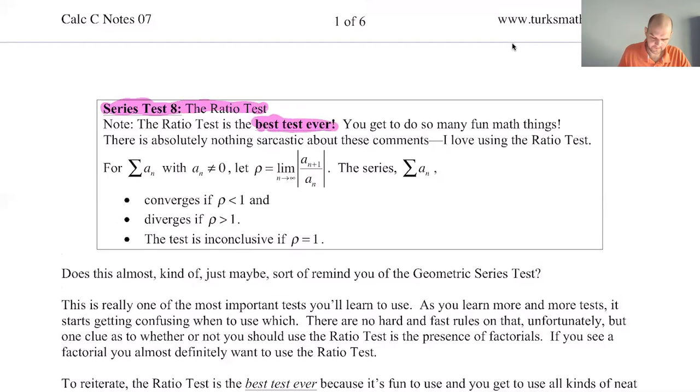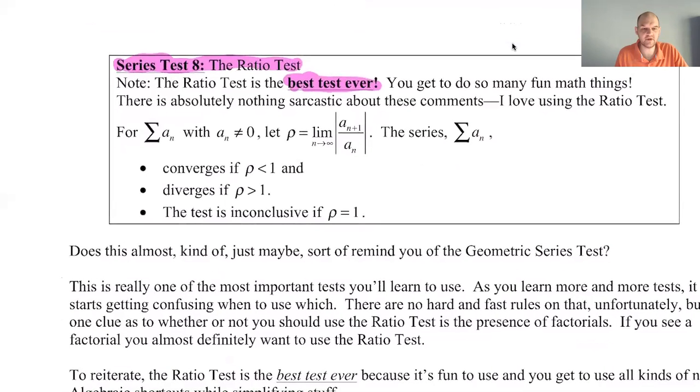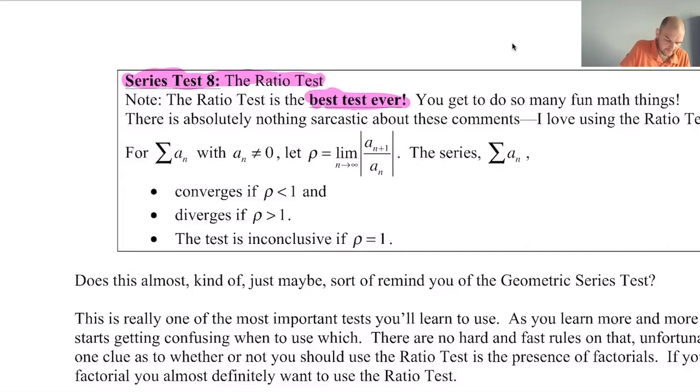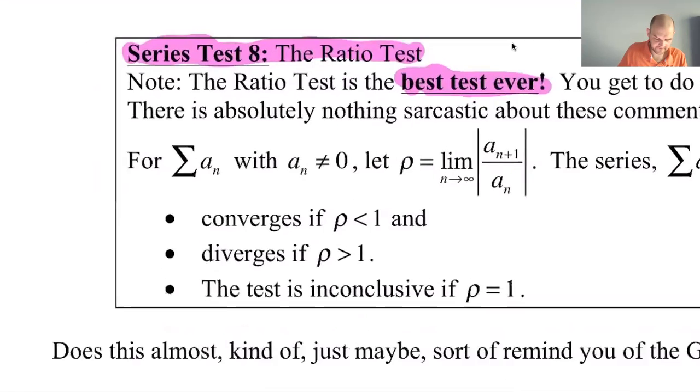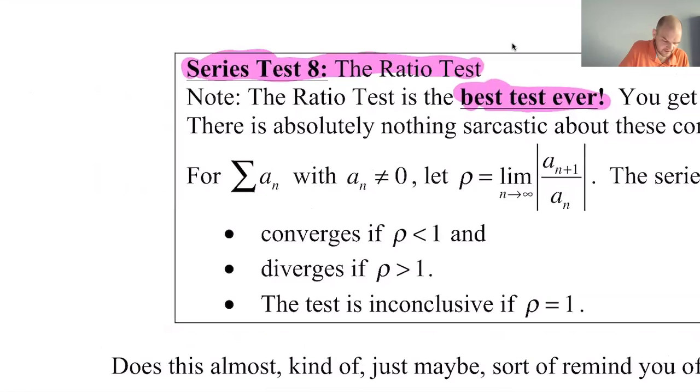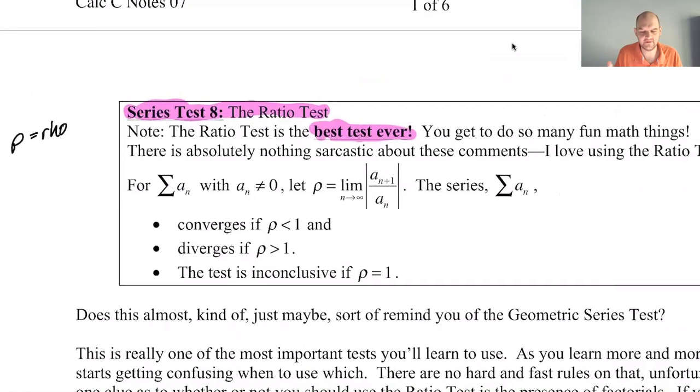Here's what it says. For the sum of a sub n with a sub n not equal to 0, because if a sub n is always 0, what are you even doing? We're going to let rho, so this is RHO. Can I even draw one of those? I don't know. It's like a P. This is rho, Greek letter, basically a P. I think a lot of people just make a P out of it. Some people just use R because, why not?